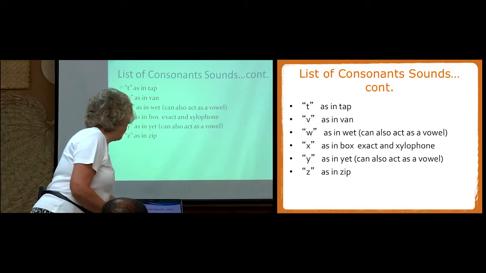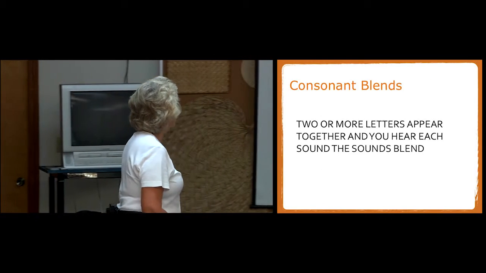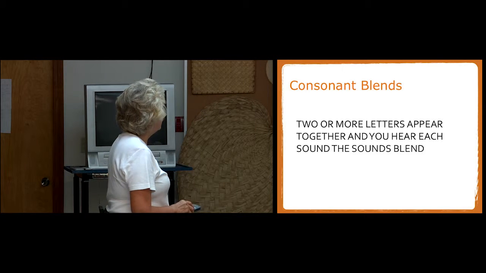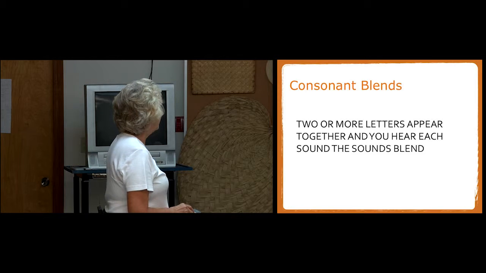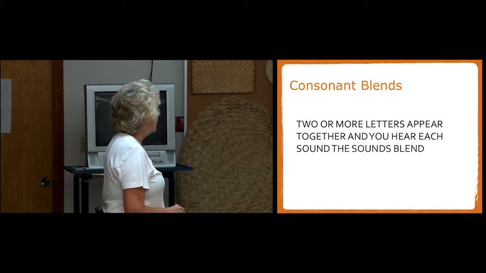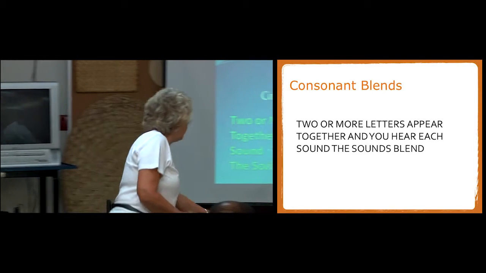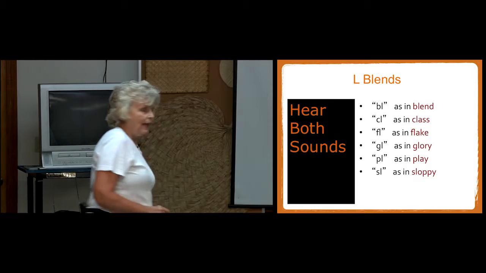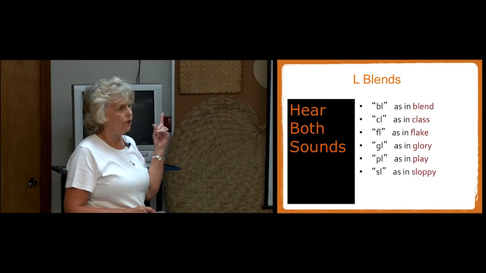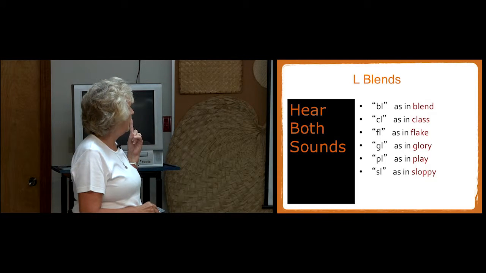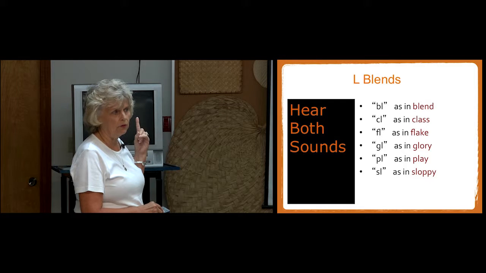An example of beginning consonant sounds. Okay? These are fun because when you blend two consonant sounds together, you put two or more letters together, and you hear each sound because the sounds blend together. You don't hear one more than you do the other because you've got a blend. And the neat thing about blends, you have your L blends. And L can be blended with a B, a C, an F, a G, a P, or an S. So you hear like BL in blend. You don't hear a B and you don't hear an L. You hear a bl.